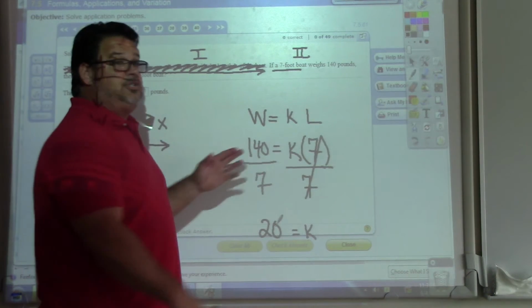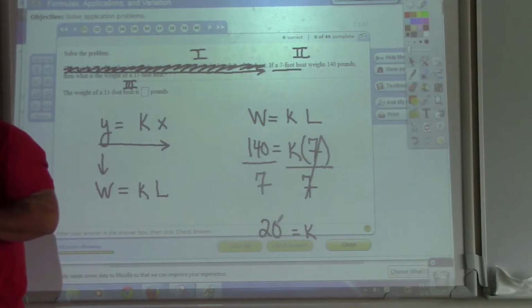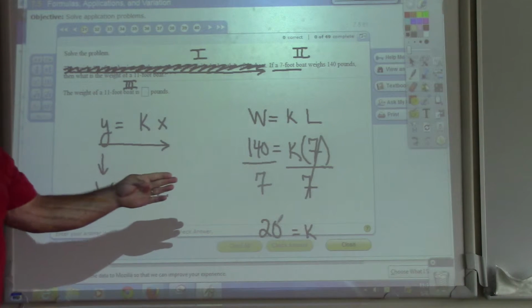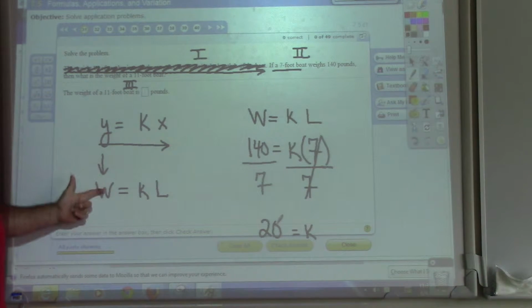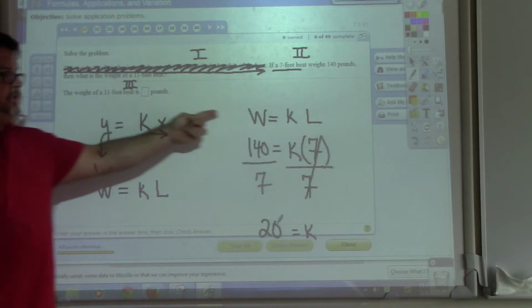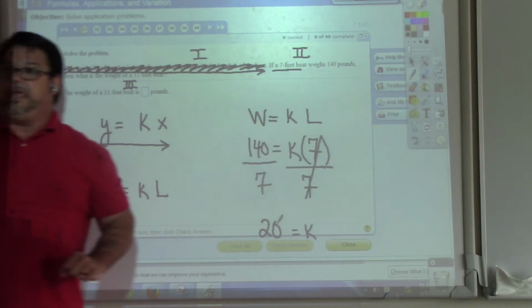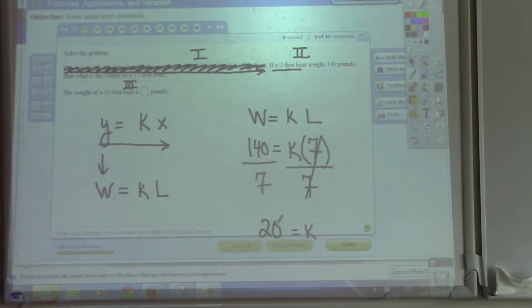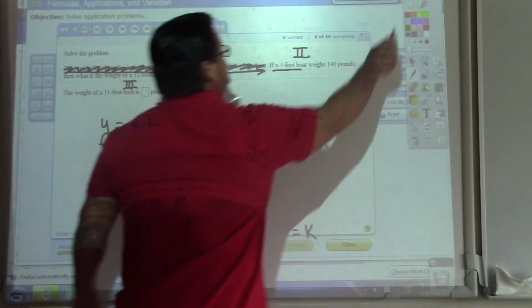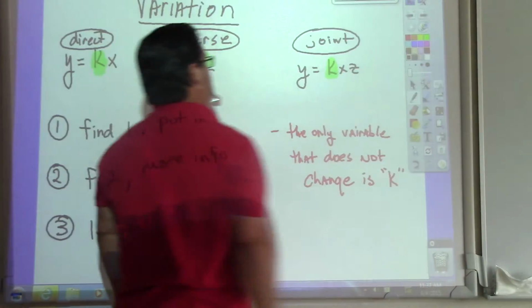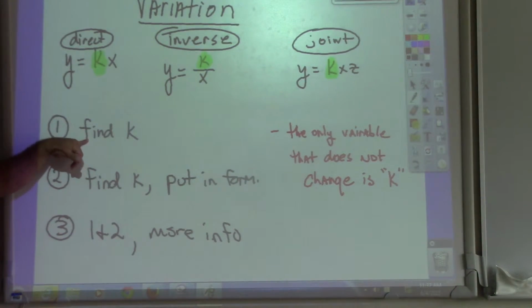All right, now some questions will ask just for K. And that's what you do. You just solve for K. And then they'll say K is equal to blank, and you type in 20. That's one type of question. I showed you that right here. Find K.